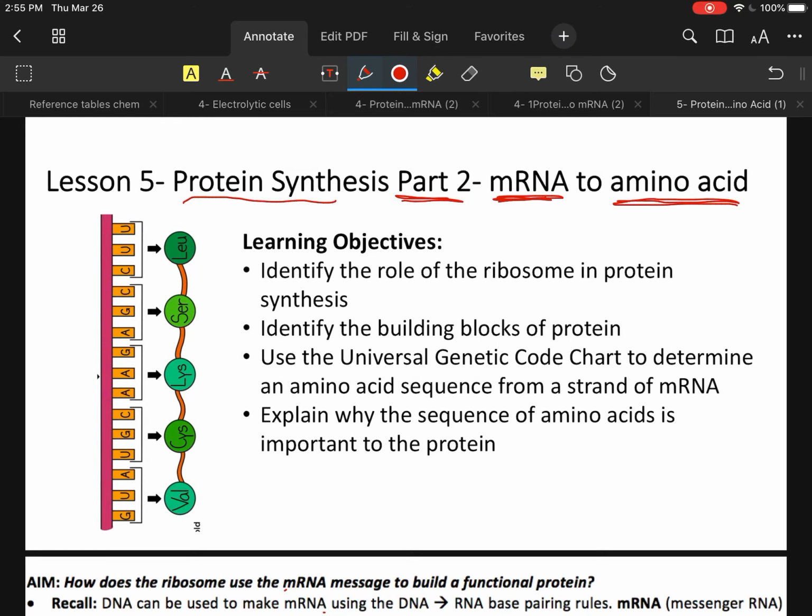Learning objectives. You need to be able to identify the role of the ribosome in protein synthesis, identify the building blocks of proteins, use the universal genetic code chart to determine an amino acid sequence from a strand of mRNA. So if you haven't already downloaded it, make sure that you download the universal genetic code chart from today's lesson. And finally, explain why the sequence of amino acids is important to the protein.